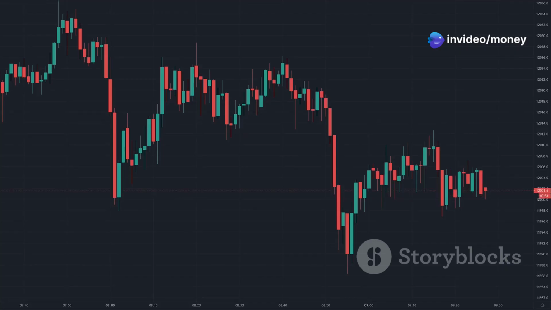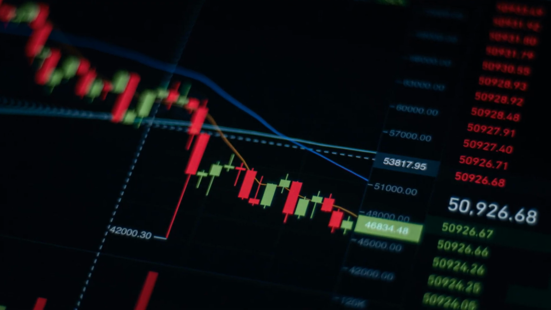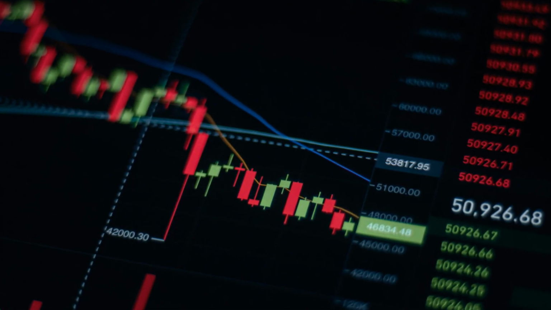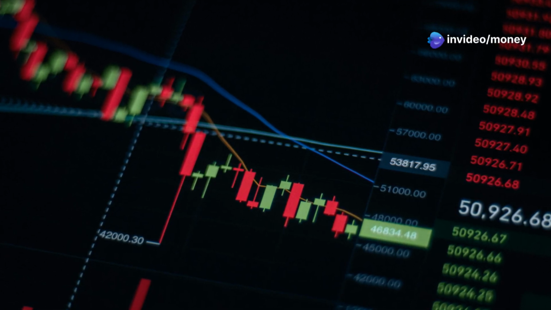The thin lines extending above and below the body are called shadows or wicks. These shadows represent the highest and lowest prices reached during the period, illustrating the full extent of the session's volatility and price rejection at certain levels.